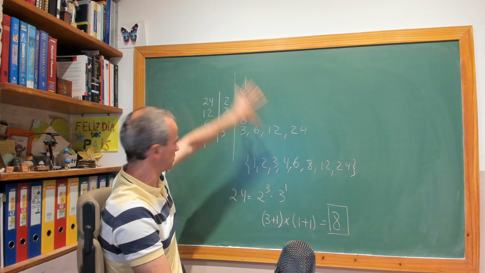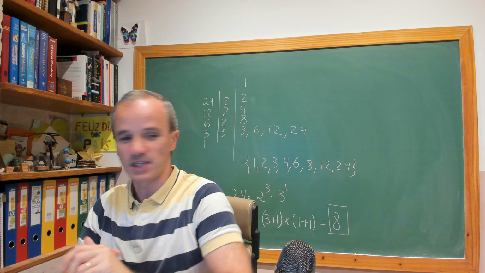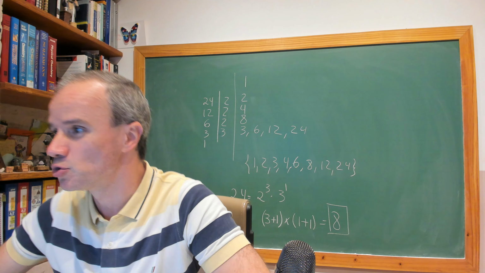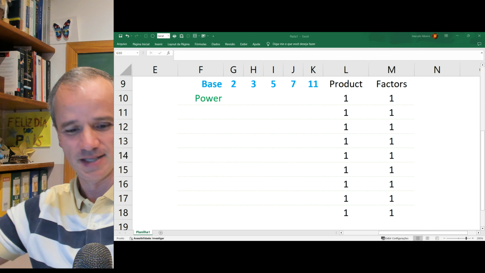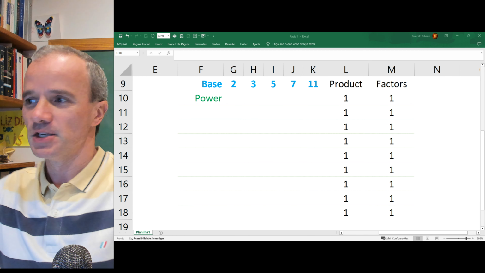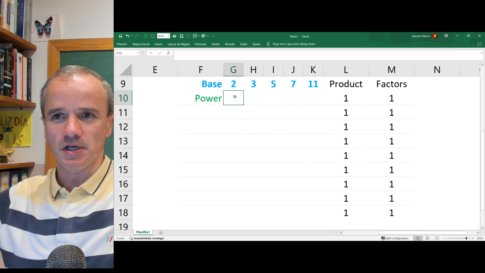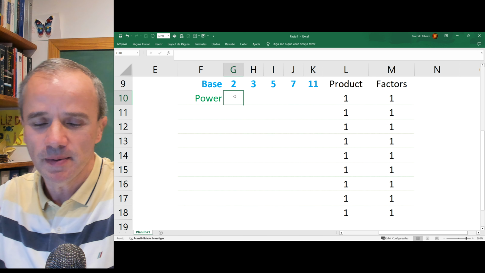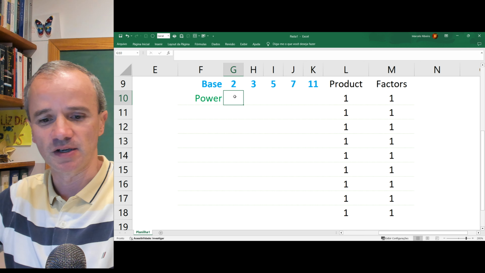So we just wanted to bring the whole idea before. And now let's go to the table. Now it's going to be much easier to understand what's coming next. I created this table here. I want to start with 2 to a power, because this is the smallest base.